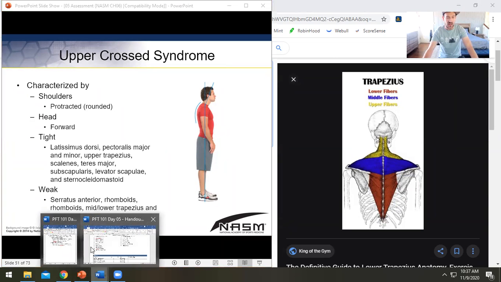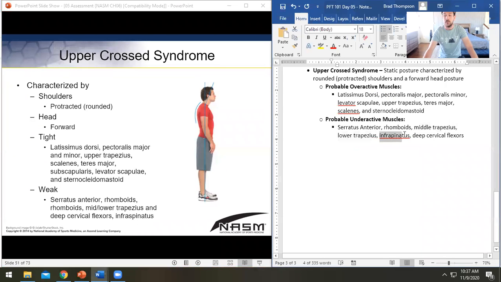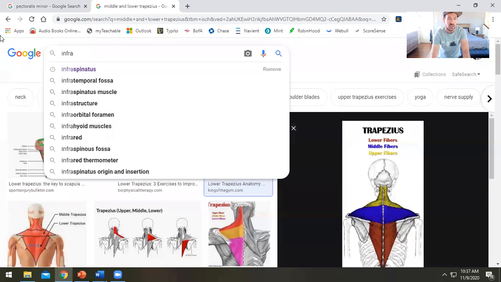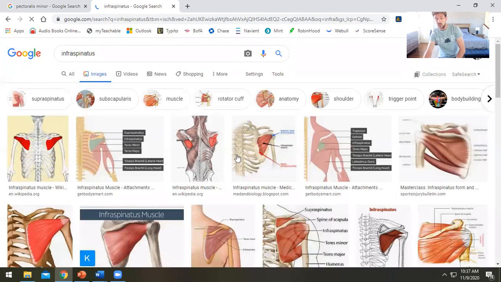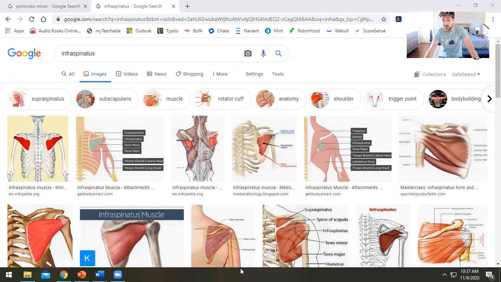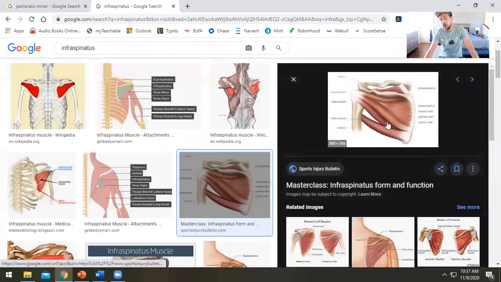And then we've got the infraspinatus, which is kind of a surprising one as well. Infraspinatus, little tiny muscle. That's actually in your rotator cuff. I would say we should say rotator. It says infraspinatus on the list, but it should just say rotator cuff. Here's your whole rotator cuff. Here's the whole group, right? The infraspinatus is this one right here.